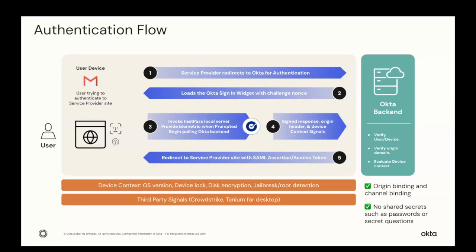Now, revisiting the NIST guidelines from earlier, we can see that we check off a couple of other boxes with this flow. So number one, there are no shared secrets such as passwords at all in this authentication flow. Hence, we check that box off.